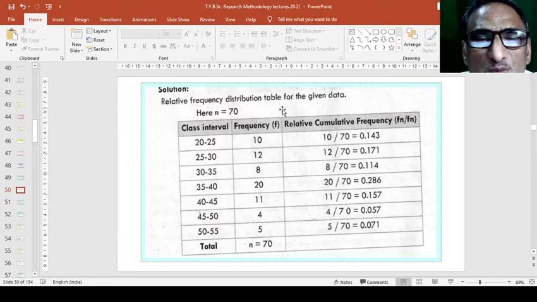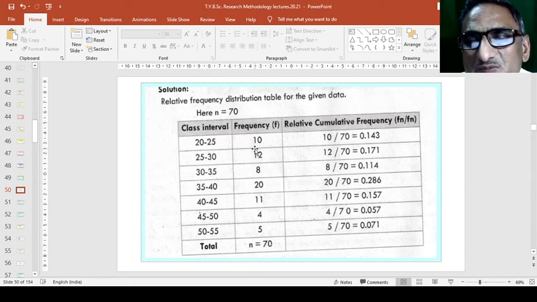Solution: relative frequency distribution table for the given data. Here n is equal to 70, so the maximum number is 70. Total frequencies are 70. Between 20 to 25, the frequency is 10. So relative frequency is calculated as f upon n, where the total number is 70 and the frequency is 10, so 10 upon 70 is equal to 0.143, the relative frequency.